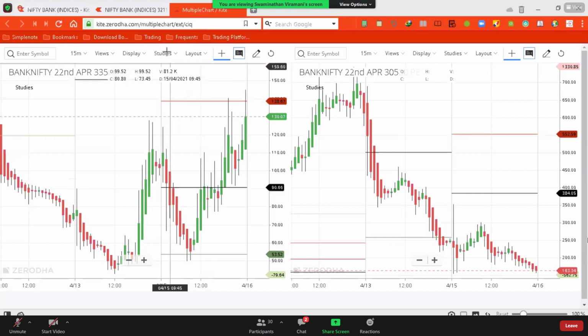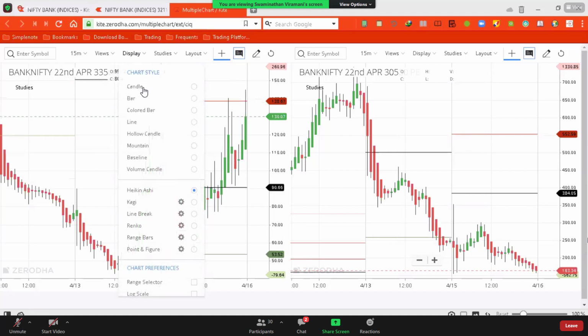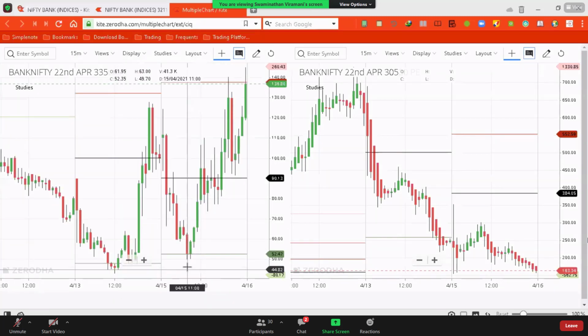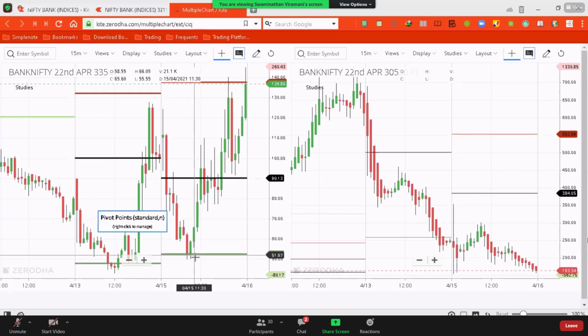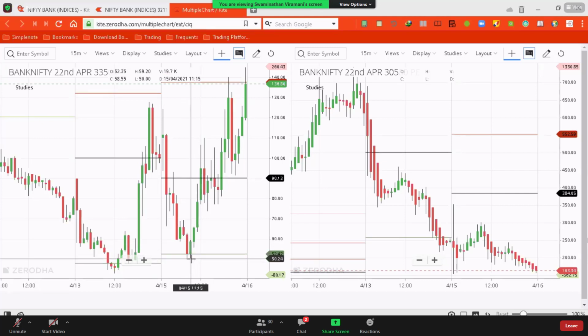The 11:15 candle's high has to be broken, which is this green candle. So you decide I will enter at a high price of 59.2, you can say 60 rupees. And your stop loss would have been 50 rupees, which is a 10-point stop loss.